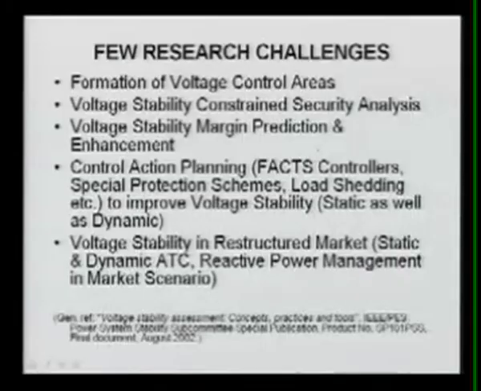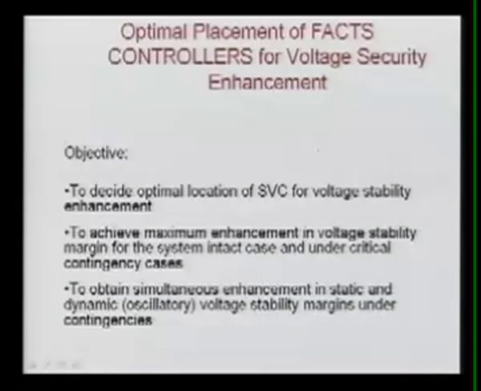Normally one paper that came here, that is a final document, it is an IEEE PES subcommittee special publication, and the product number is SP101 PSS, and that came in August 2002. They have suggested the voltage stability assessment concepts, practices and tools, and they have given a very good overview as well as the classification of this area.